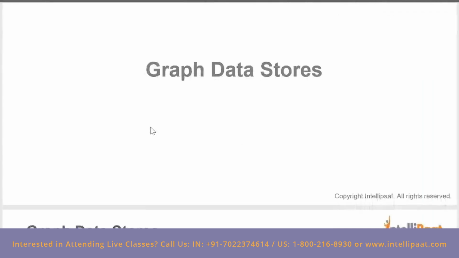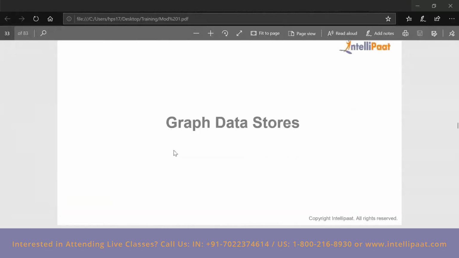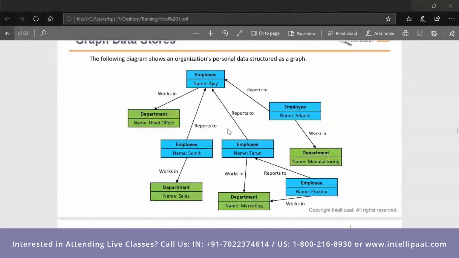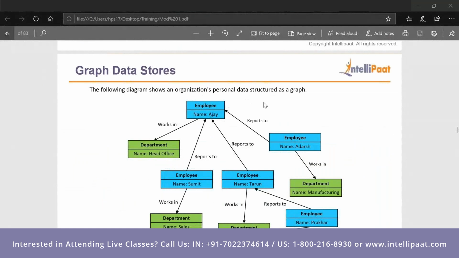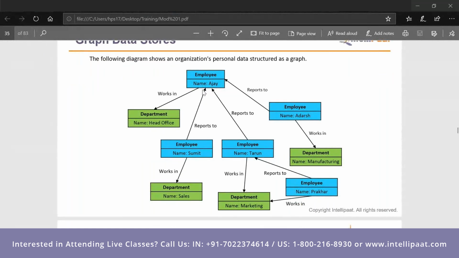Now we were going through the graph data store, so let me tell you the best example to understand this will be Facebook. Here we have an example with the employee, and it's showing the department. So I'll quickly explain this and then I'll show you how you can relate it to Facebook. Employee one is Ajay, who works in the department called head office. Then there is another employee called Sumit who reports to Ajay, and he works in another department. Similarly, there is an employee called Tarun who again reports to Ajay, but he works in marketing. So you can see, now this is a little complicated.